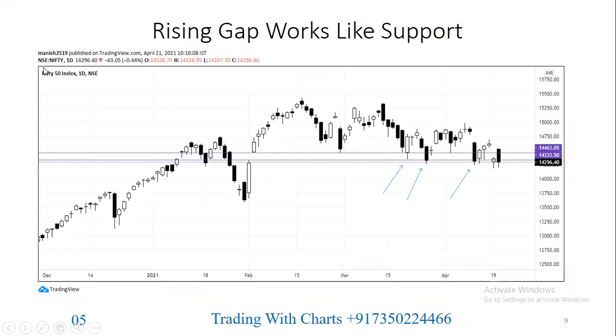This is the price graph of Nifty. This is the 1st February 2021 candle, the budget day candle, a strong bullish candle. Next day, you can see Nifty opened gap up. Opening was again above PDH. So this is a rising gap. And you can clearly see how beautifully Nifty is taking support at this gap area. So remember this point, a rising gap works like support.